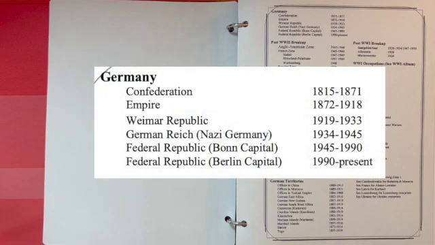Now back to the overview section. The German Empire lasted until the end of World War I. At some point I'll go over my World War I collection, but for now note that there was a global transition from empire to republics after that war. World War I ushered in the Weimar Republic, which continued until the formation of the German Reich by the Nazis in 1934. Obviously, the German Reich was dissolved with the end of World War II.